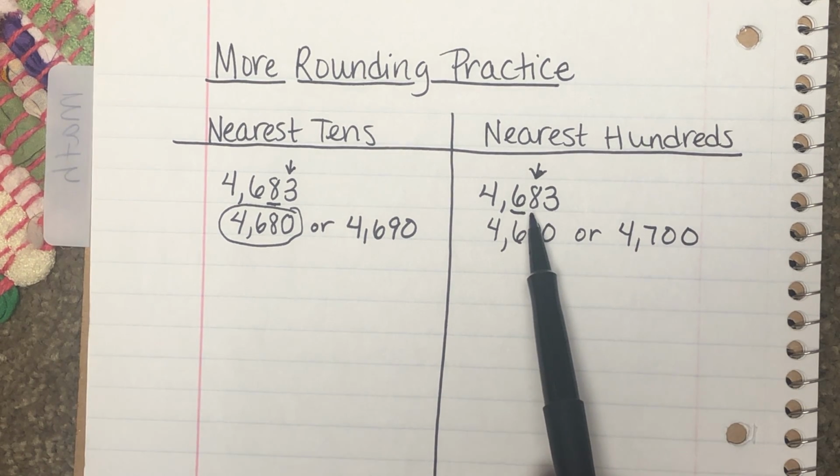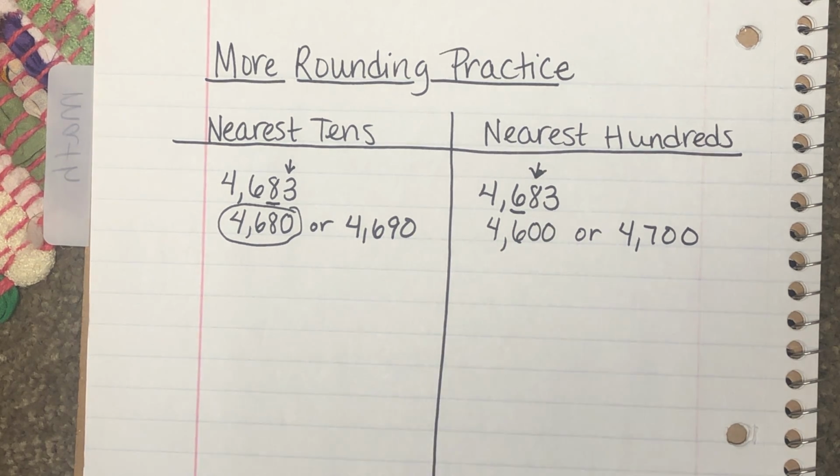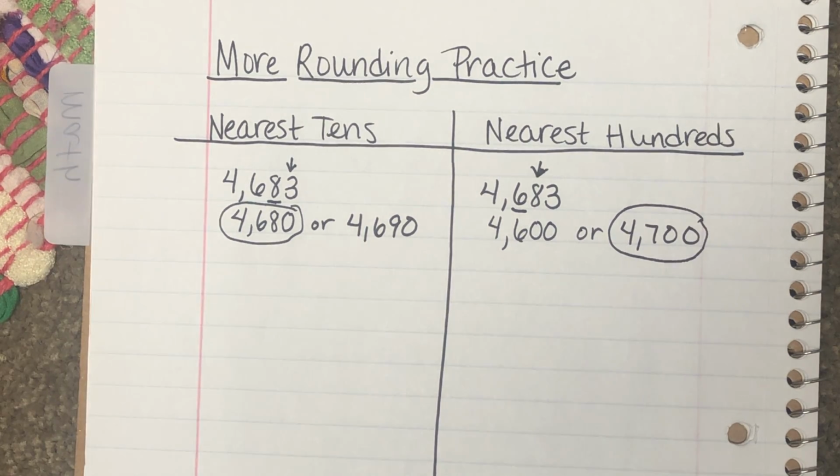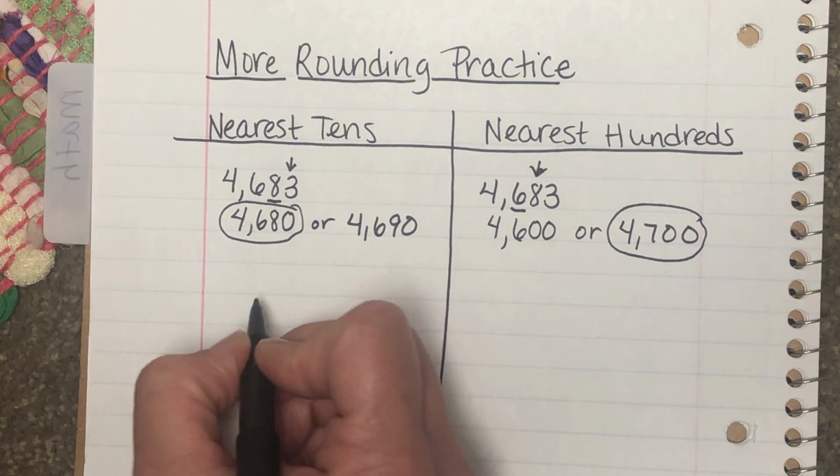Well, based on the rule that I just told you, this digit that I'm pointing to is an 8, so that means I'm going to round up. I'm going to choose the higher number. Okay. Here's another example.